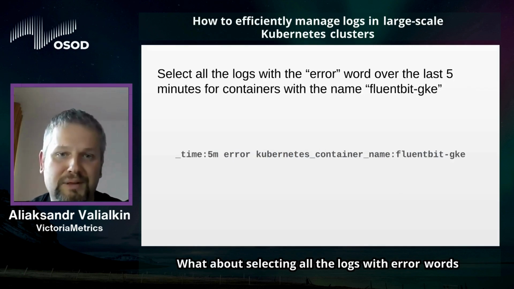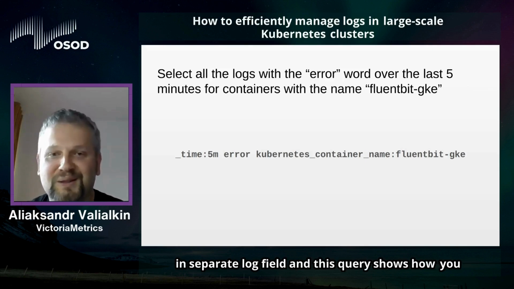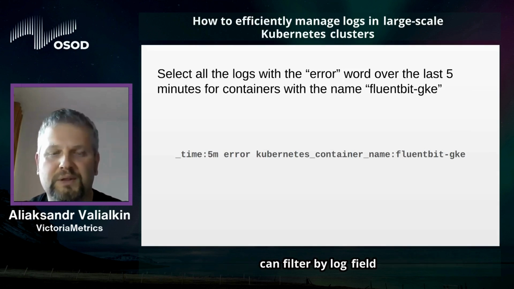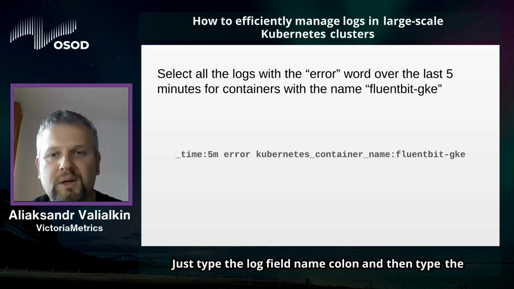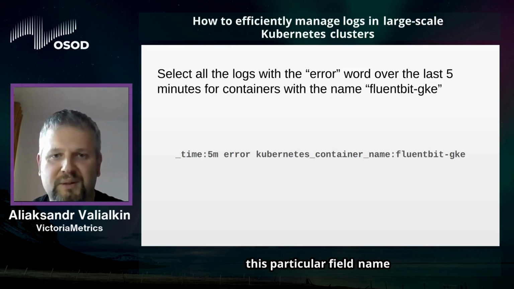What about selecting all the logs with the error word for a particular container? Usually the container name in Kubernetes is stored in a separate log field, and this query shows how you can filter by log field. Just type the log field name, colon, and then type the word or phrase or any filter you want to apply to this particular field, like in this case.